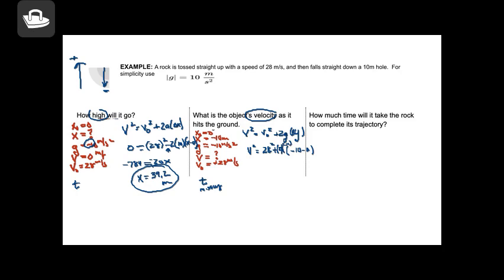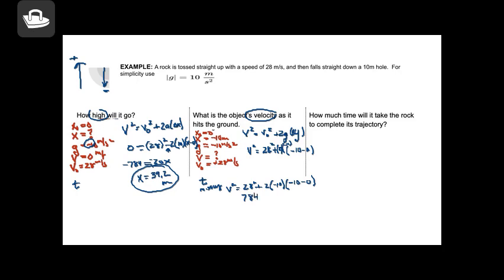28 squared plus 2. My acceleration is minus 10. Final position is minus 10 meters minus my initial position, which was 0. Now I have this all right. So again, I'm going to have the 784. And then I have 2 times minus 10 is 20 times another minus 10 is plus 200, and that's going to be equal to my velocity squared.